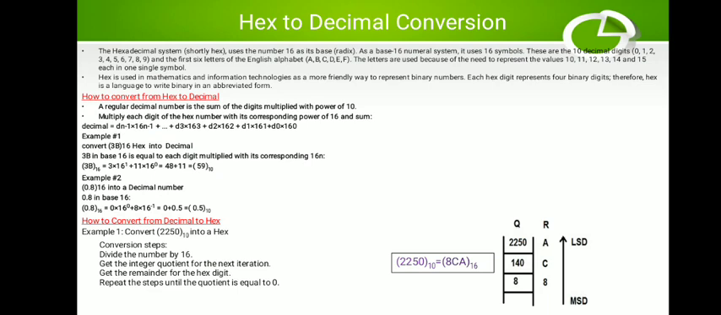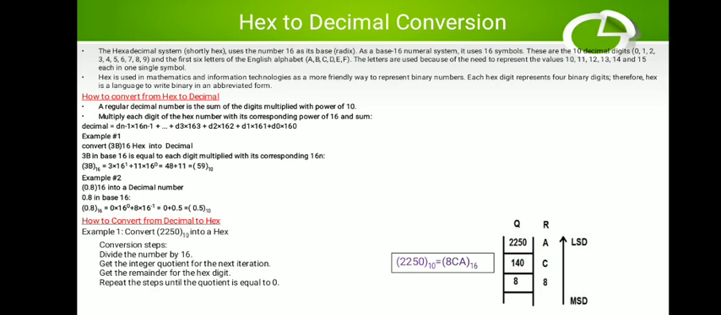So that is 8 multiplied by 1 by 16. So 8 twos are 16. So 1 by 2 is equal to how much? 0.5. So the equivalent decimal number of the given fractional hex number is 0.5. Now the next conversion is from decimal to hex.